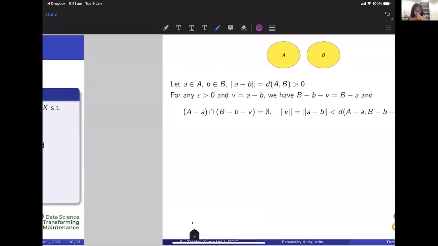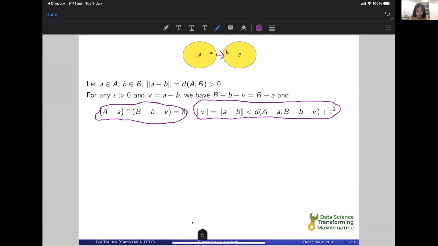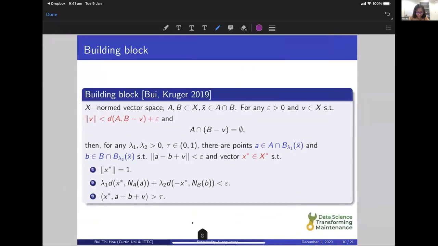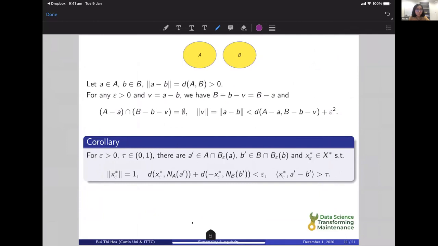So let's see what we have with the non-empty intersection setting. We take A and B to be the closest points. And then for any epsilon, we consider the vector V here. That is why it is important that we allow the vector V, the translation, to be big enough, but with the condition that this inequality holds for epsilon. And of course, we have this one as well, because now we consider A and B with empty intersection. So we satisfy the conditions for this building block, and now we have the dual characterizations for this.